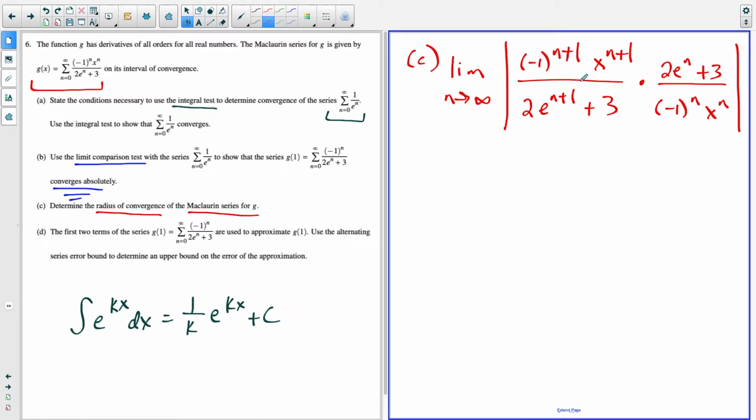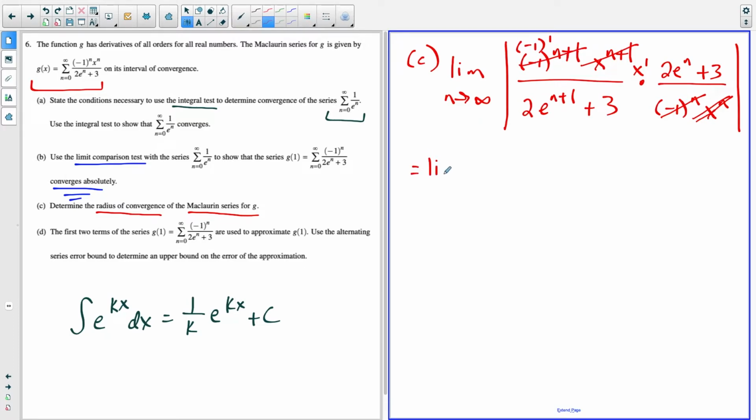And now here we could just do a little bit of algebra and simplify stuff. Notice here that I have x^(n+1) over x^n. So x^n is going to cancel out completely, and it's going to simplify the top expression to just x to the first power. And on bottom, I have (-1)^n and a (-1)^(n+1) here. So this is going to cancel out, and this is going to turn into just (-1) to the first.